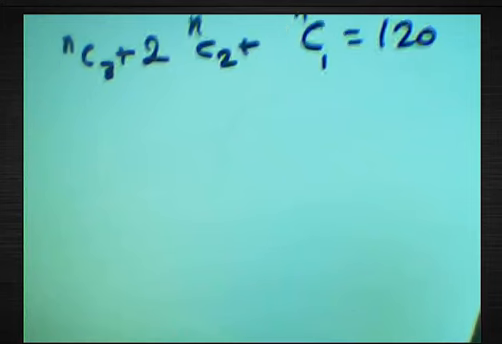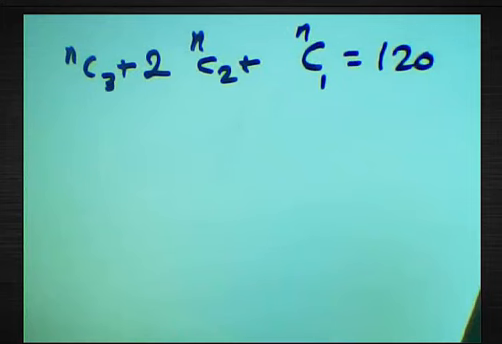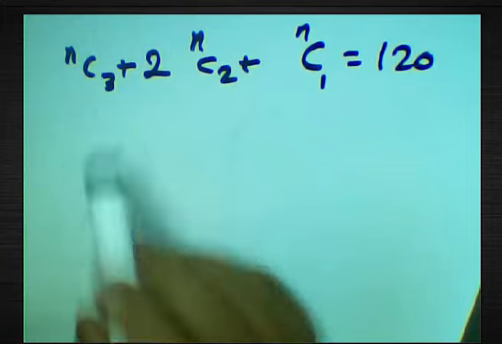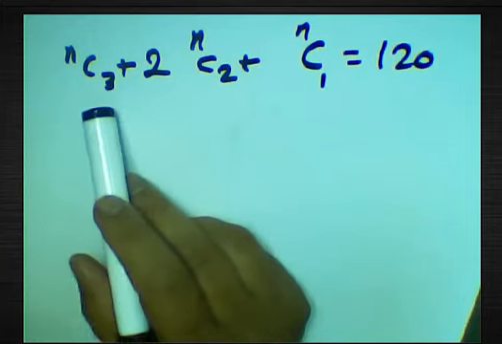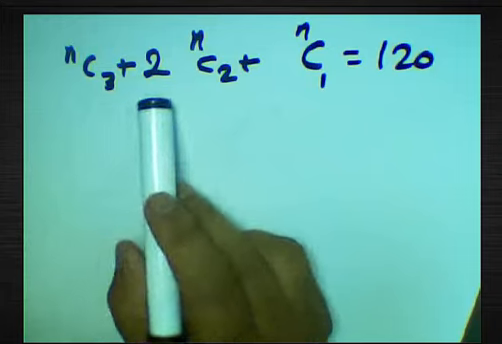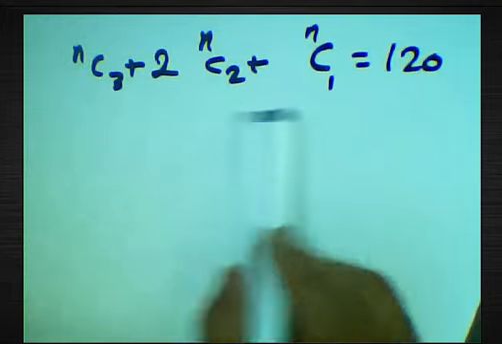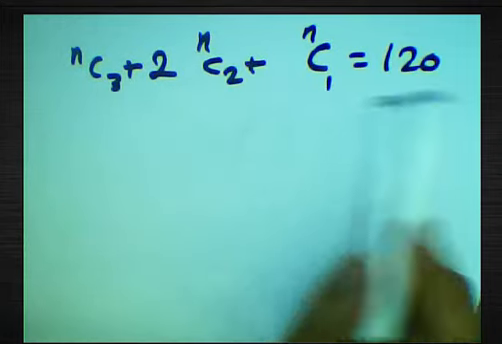Hello my students, now we complete a lot of questions about combination and permutation. In this example, find n. If n combination 3 plus 2 multiplication n combination 2 plus n combination 1 equals 120.